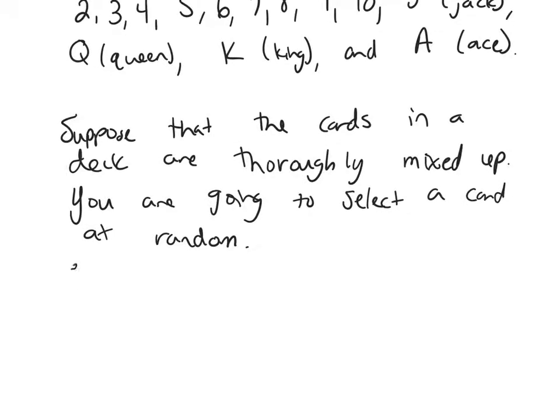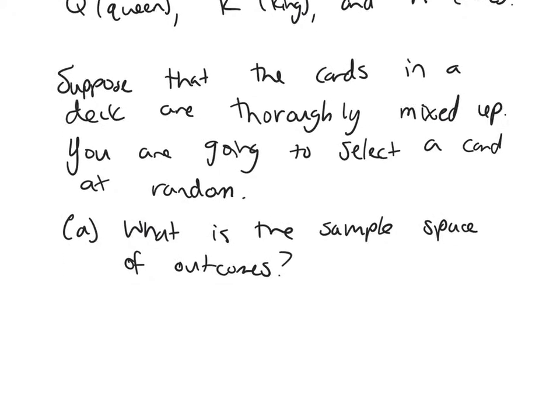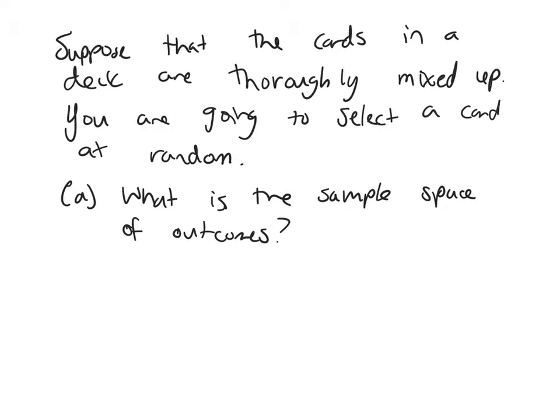So the first question I want to ask, what is the sample space of outcomes? So remember that your sample space, it's all the possibilities that you can get. So in this case, all the possible cards I could select would be any of those 52 cards.